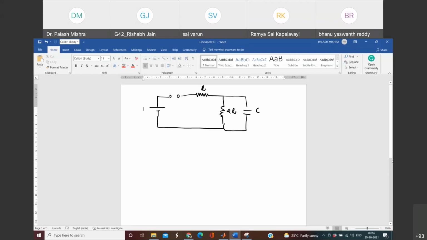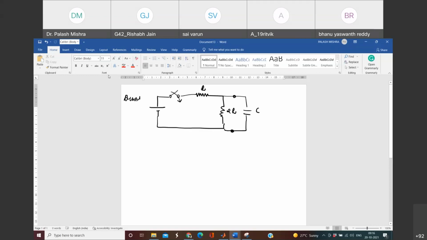You have to find the time constant for this particular circuit. So tell me, what is the technique? Thevenin's theorem? No, don't go into Thevenin's theorem; I have not taught you that until now. How do we find the time constant for this circuit?